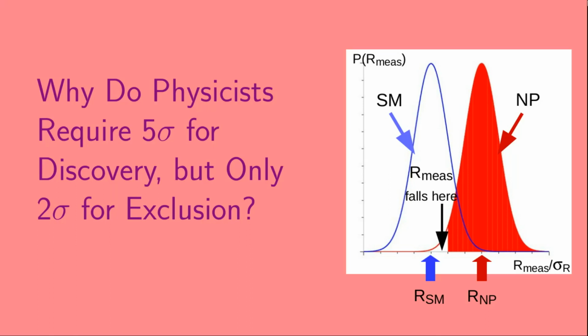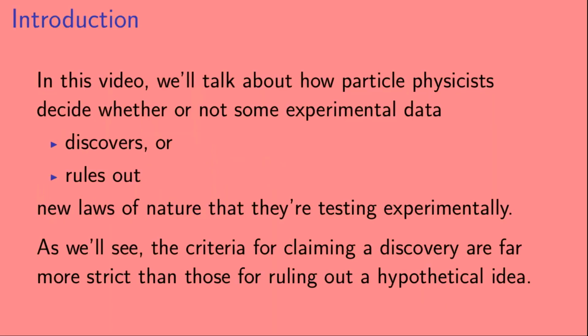Hi, welcome to Why do physicists require 5 sigma for discovery, but only 2 sigma for exclusion? In this video, we're going to talk about how particle physicists decide whether or not some experimental data discovers or rules out new laws of nature that they're testing experimentally. As we'll see, the criteria for claiming a discovery are far more strict than those for ruling out some hypothetical idea.